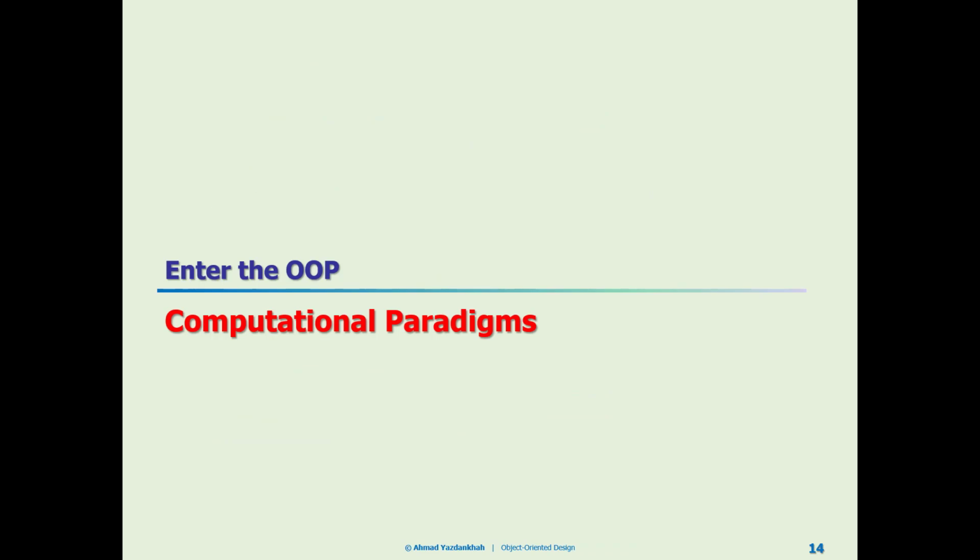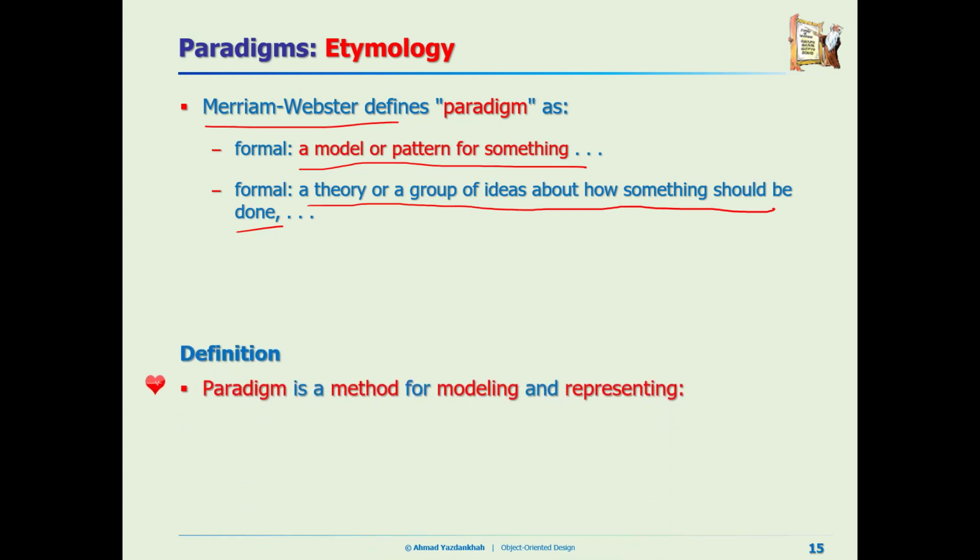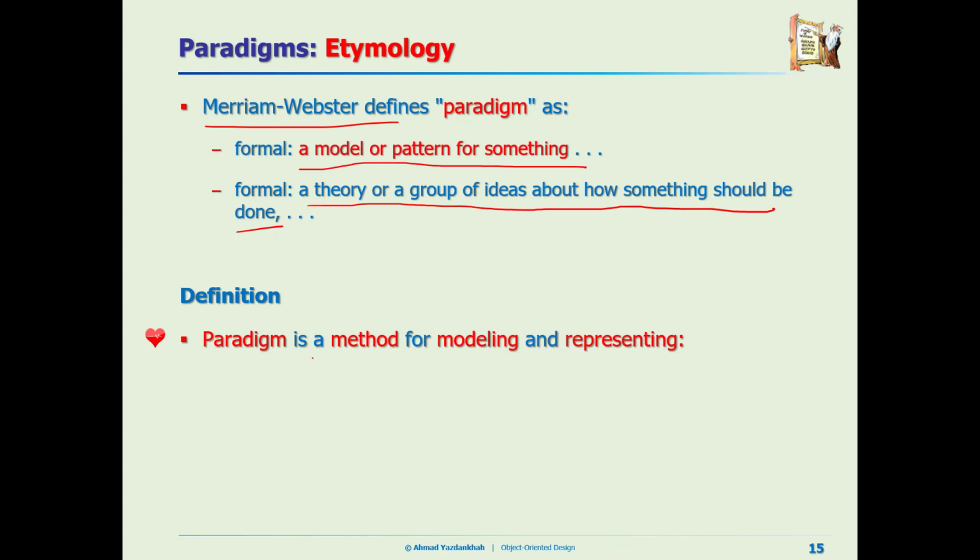Computational paradigm. Let's see what it is. So, what is a paradigm? Paradigm in the dictionary is a model or pattern for something, a theory or a group of ideas about how something should be done. That is pretty close to whatever we want here in computer science. So paradigm in computer science is a method for modeling and representing what? The entities and their relationship.